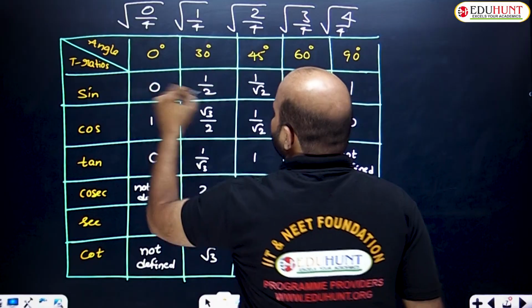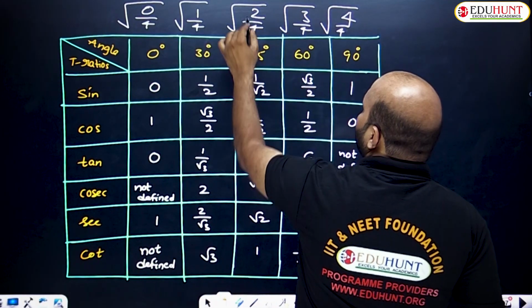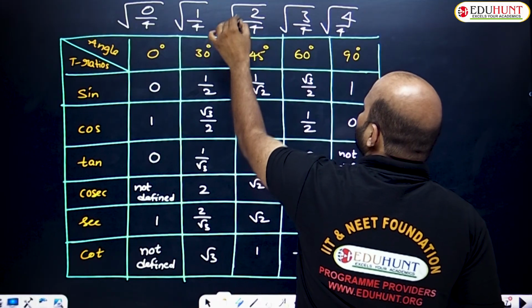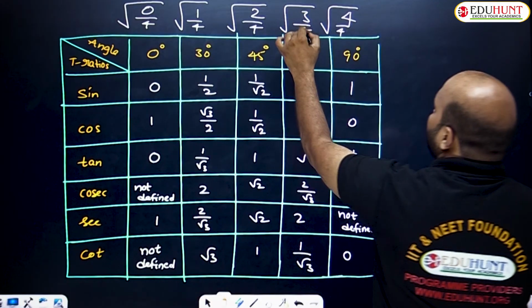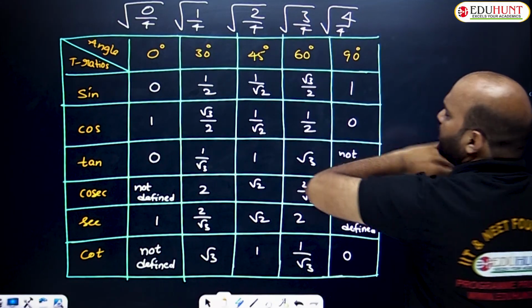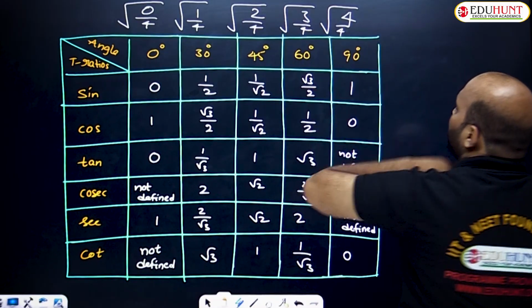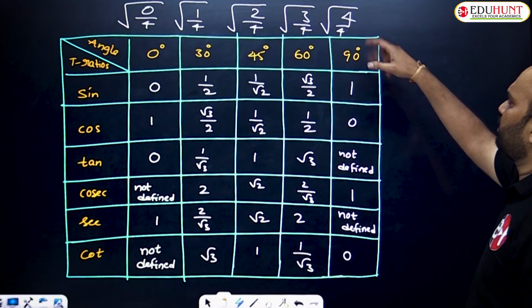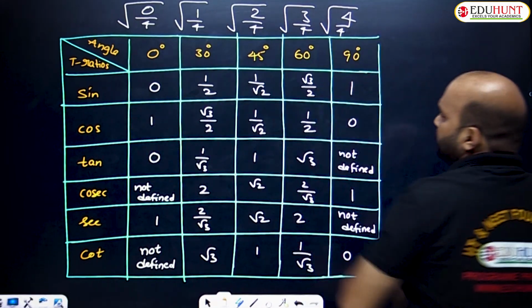The square root of 0 is also 0. 1 by 4, square root is 1 by 2, that is sine 30. For sine 45 I will get 2 by 4, nothing but 1 by 2, and the square root of 1 by 2 can be written as 1 by root 2. The square root of 3 by 4 can be written as root 3 by square root of 4, which is 2, so root 3 by 2. And the square root of 4 by 4 is nothing but 1. The square root of 1 is nothing but 1. So these are the sine values from 0 to 90.